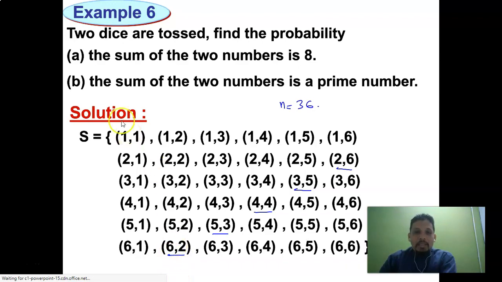Okay, and the sum of two numbers is a prime number. So prime numbers are numbers that can be divided only by 1 or itself. Okay.